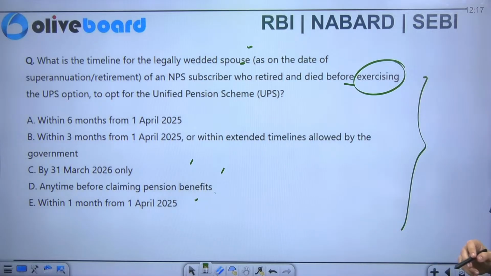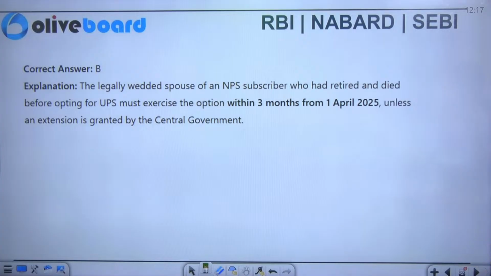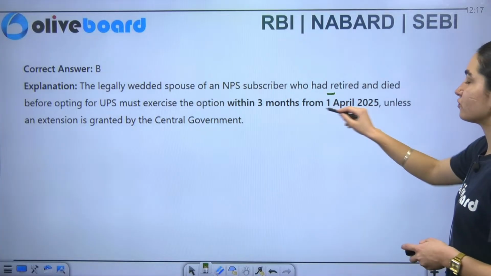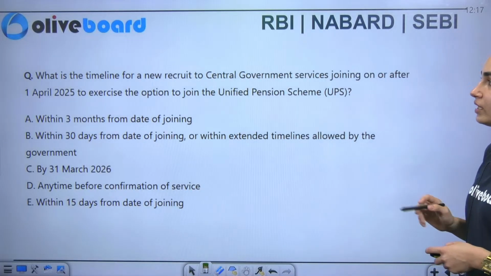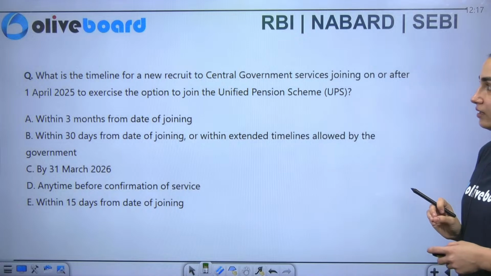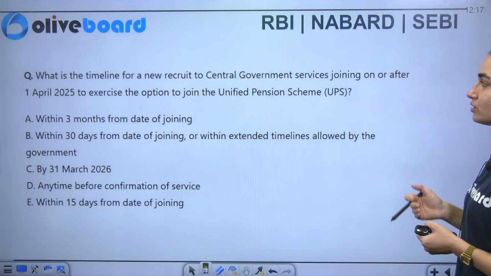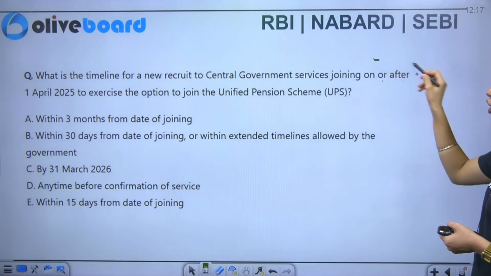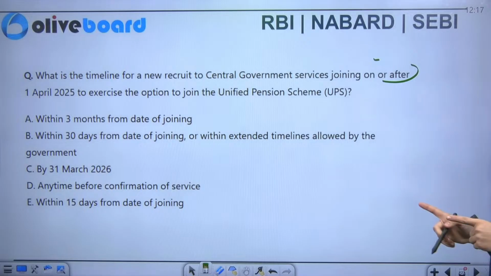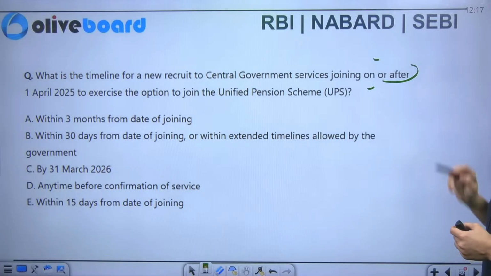Ashish says B, Aditi says B. Alright, so the correct answer is B only, which is within 3 months from April 1, 2025. Good. Now tell me, what is the timeline for a new recruit to central government services joining on or after 1st April 2025 to exercise the option to join Unified Pension Scheme?